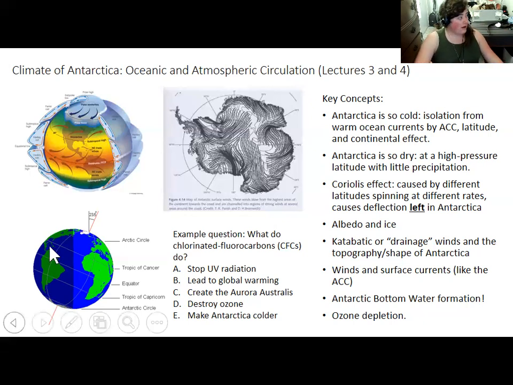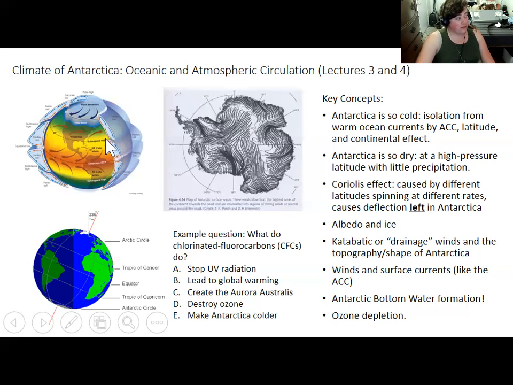Now, as you're familiar with by now, hopefully, air circulates via convection. Convection is a method of heat transfer that involves heat moving via a substance, the hot substance rising and the cold substance falling. And that's what is happening in these atmospheric circulation cells. Warm air rises and then cold air falls.